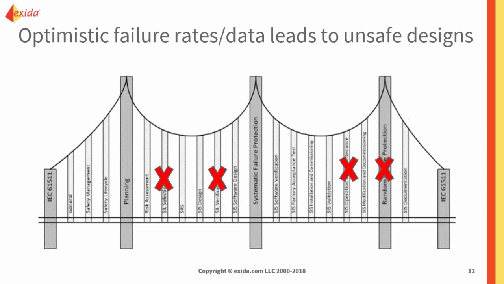So if you have overly optimistic or unrealistic failure rates, they can really lead to unsafe designs. They can show that you might not need enough redundancy. And you might make a one out of one system where you needed a one out of two to actually achieve the risk reduction you're calculating. Or you might not do proof testing as often or as completely as you need to keep you operating in a SIL range. So in both of those instances, your SIL could be invalid by using overly optimistic failure rates.